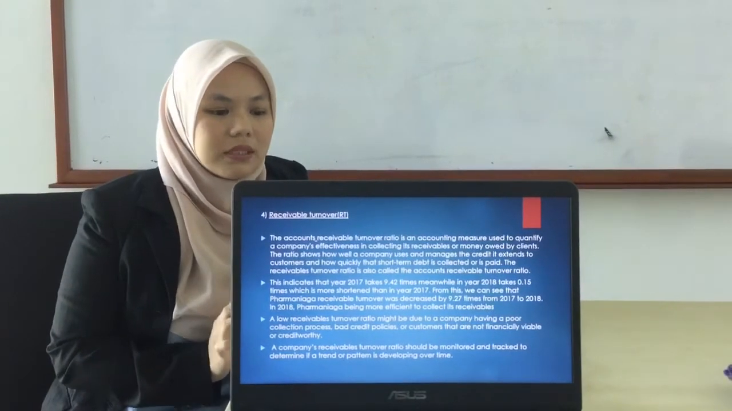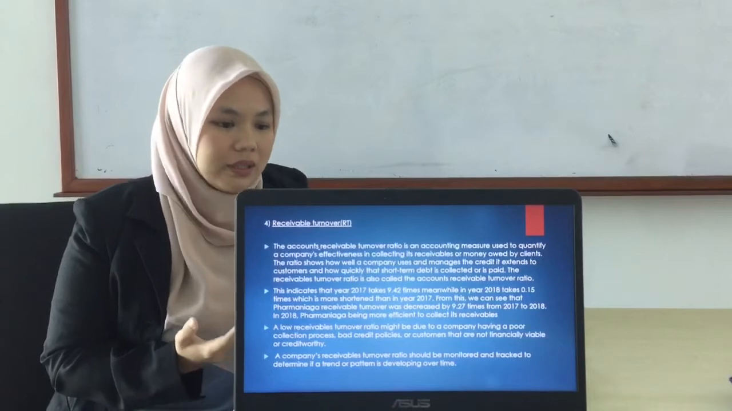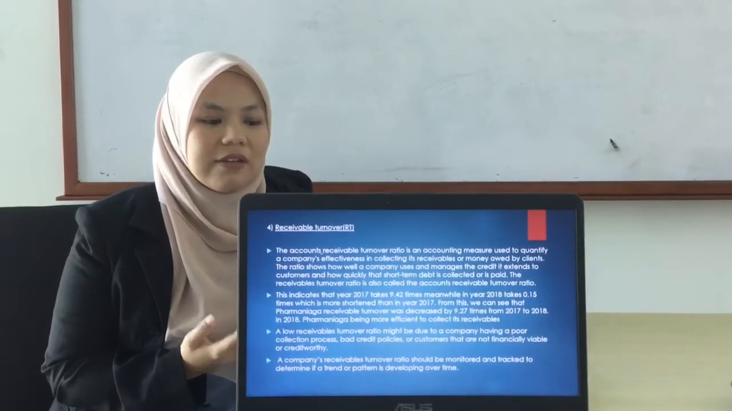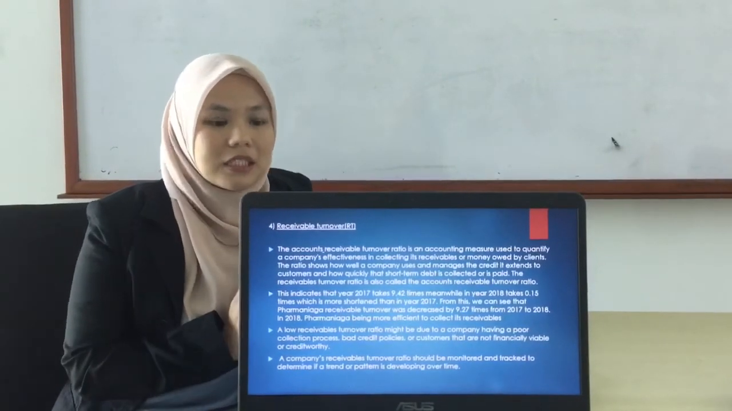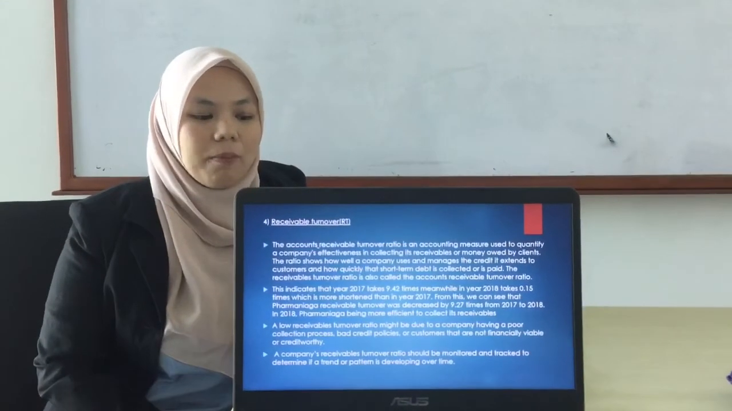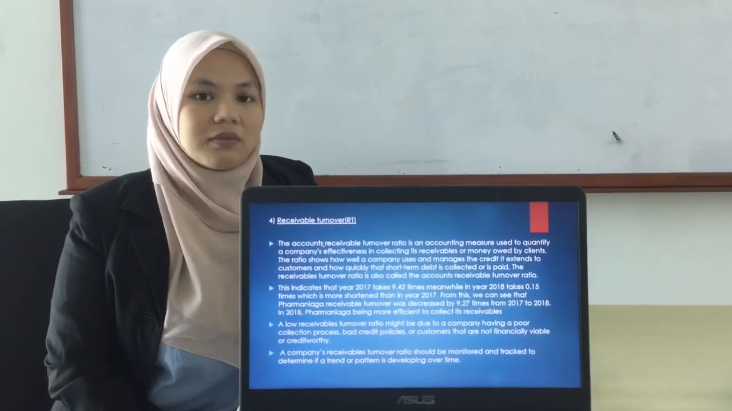A low receivable turnover ratio might be due to a company having poor collection periods, bad credit policies, or customers that are not financially viable or creditworthy. A company's receivable turnover ratio should be monitored and tracked to determine if a trend or pattern is developing over time. This is how to maintain the receivable turnover.